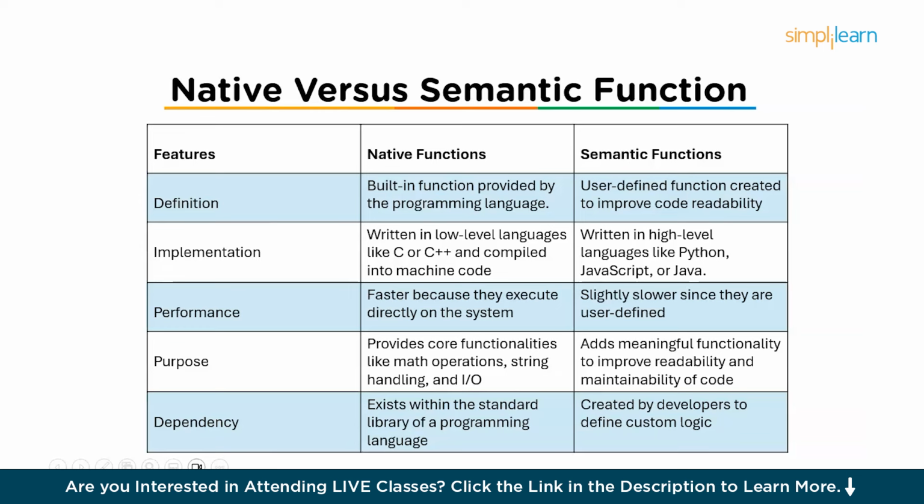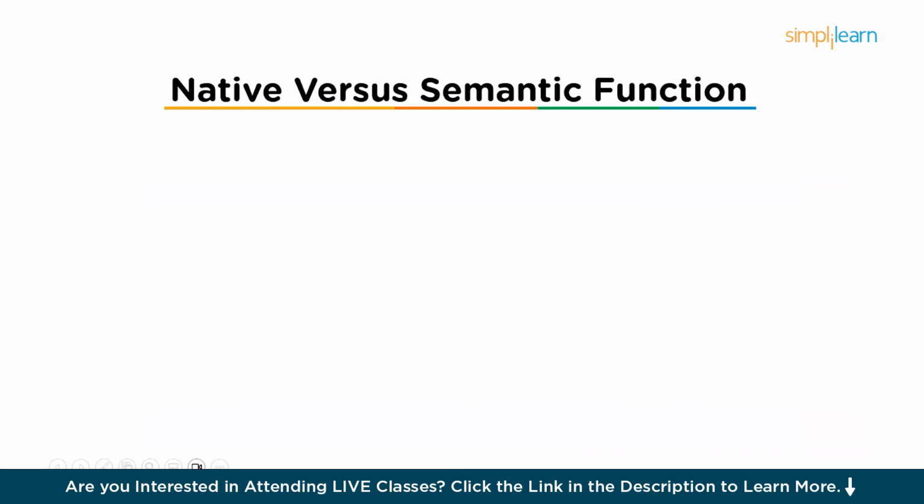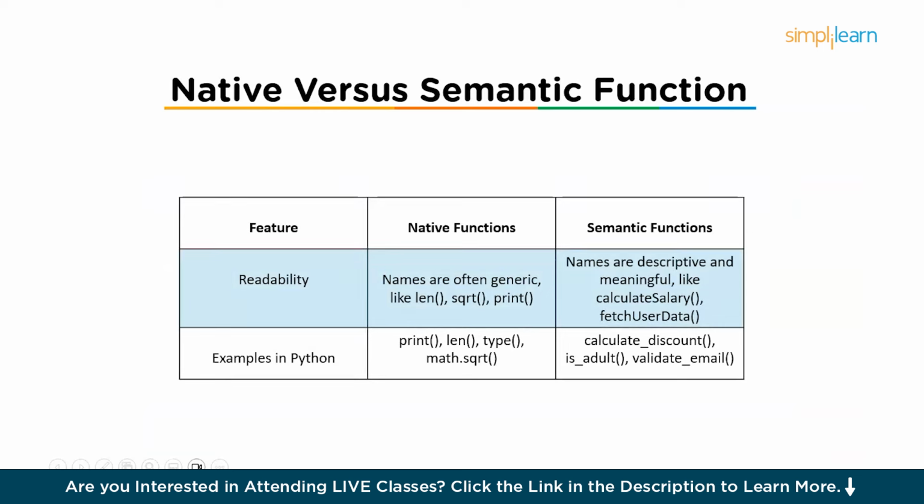Then differentiating them based on dependency. Native functions exist within the standard library of a programming language, and semantic functions are created by developers to define custom logic. Now moving on, we have another two differences. Now differentiating them with the feature of readability.